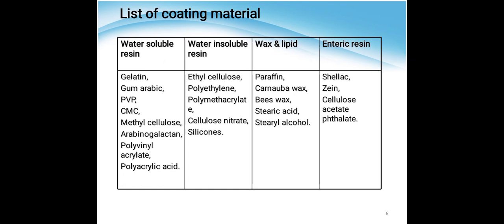The third category of coating material is none other than waxes and lipids. In that, different paraffins, carnauba wax, beeswax, stearic acid, stearyl alcohol. This belongs to the category of waxes and lipids. And the fourth type of coating material that is used in microencapsulation is the enteric resins, which include shellac, zein, cellulose acetate phthalate. We used to call it CAP, that is, cellulose acetate phthalate. So these are the four different types of materials particularly used as a coating material in order to coat the core material.